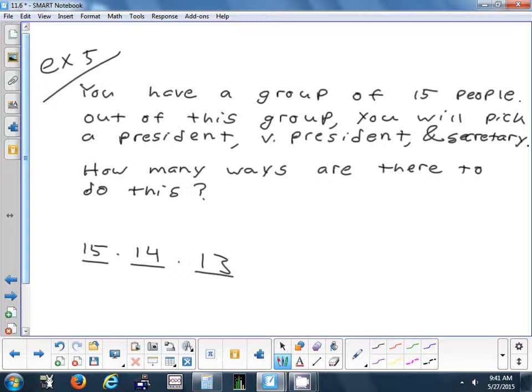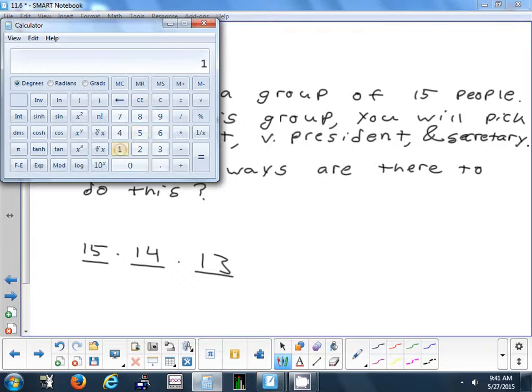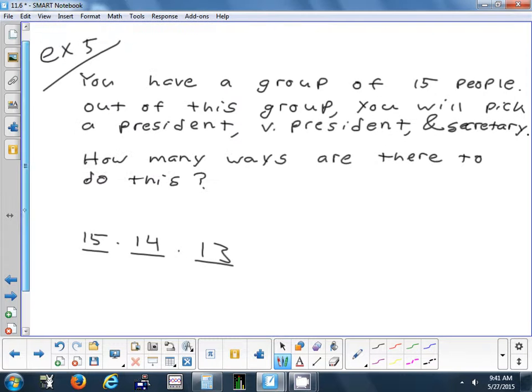Okay, this is kind of like picking the top 3 finishers in a race. It's the same idea. So if you had 15 people, how many different ways could you pick president, vice president, and secretary? 2,730.